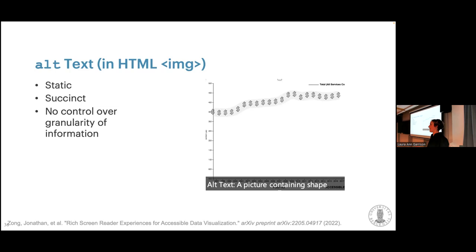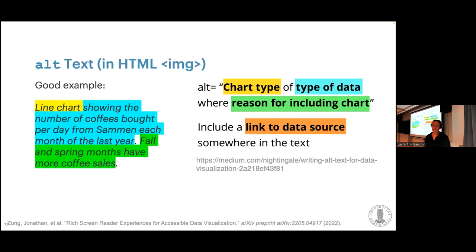This would be a good example of alt text, something that says the chart type, the type of data, the reason why you have the chart, and ideally somewhere else, a link to the data source. So this could be something like a line chart that shows the number of coffees bought per day from Salmon each month of the last year. Fall and spring months have more coffee sales.